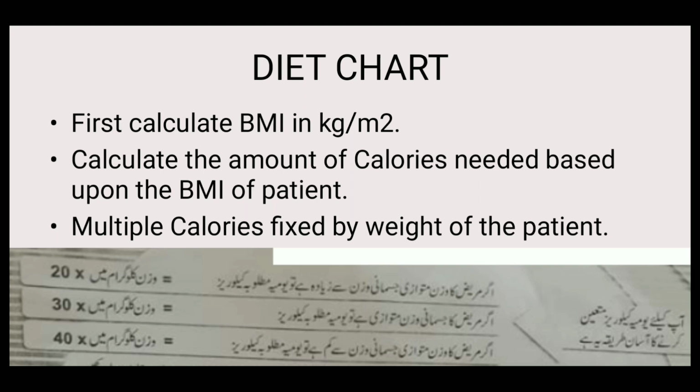For instance, it's written in Urdu that if the weight of the patient is very high, BMI more than 25, then we have to multiply the weight of the patient by 20. But if the weight is average, then multiply the weight by 30, and if the weight is low, below 20, then multiply the weight by 40. In that way we can get the amount of calories.